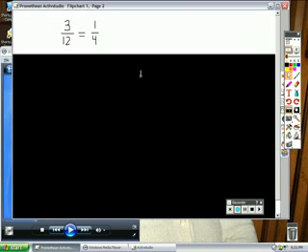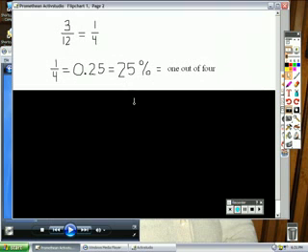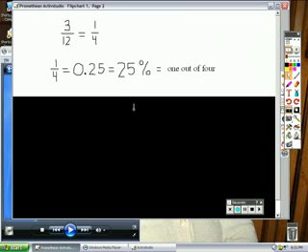This fraction can also be expressed as a decimal, a percent, and in words. 1/4 is equal to 25 hundredths, which is equal to 25%, which is equal to one-fourth.